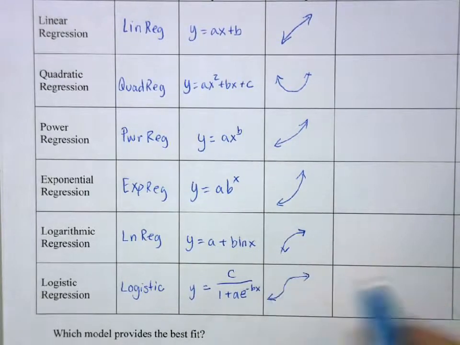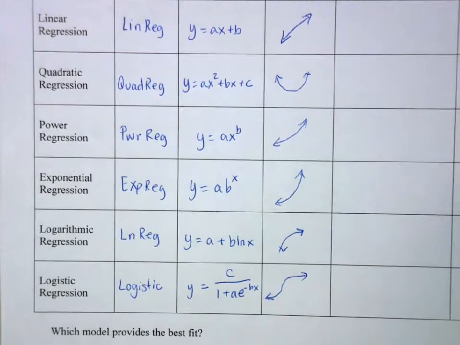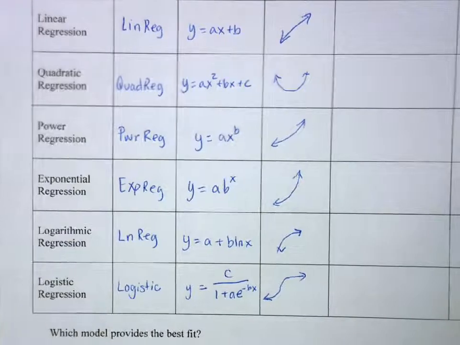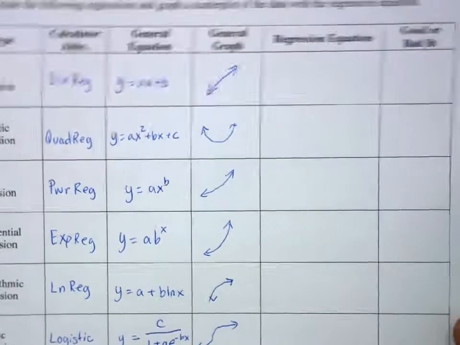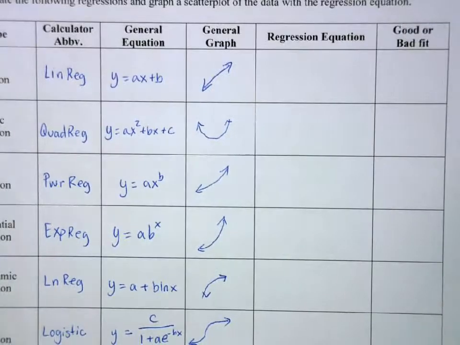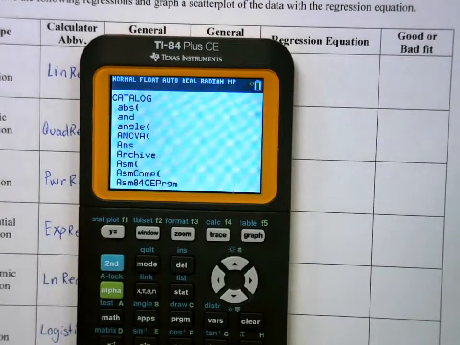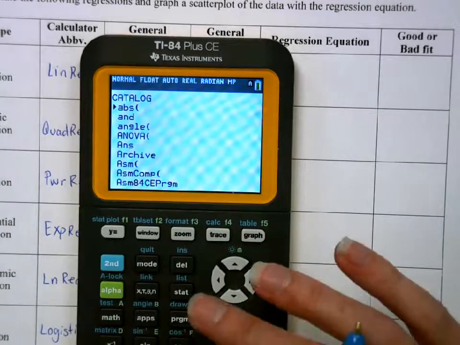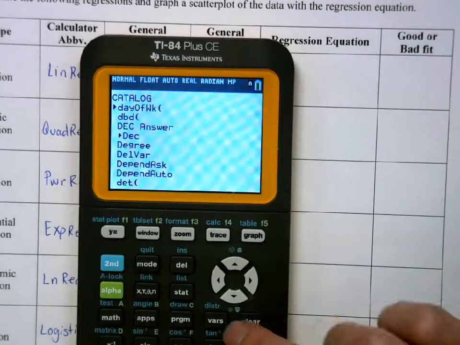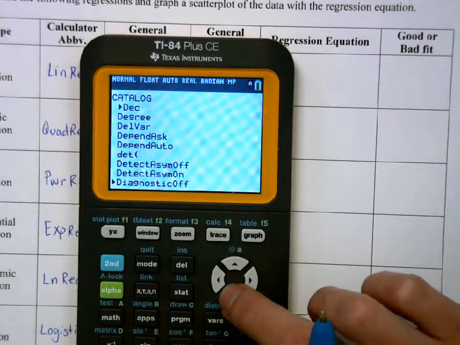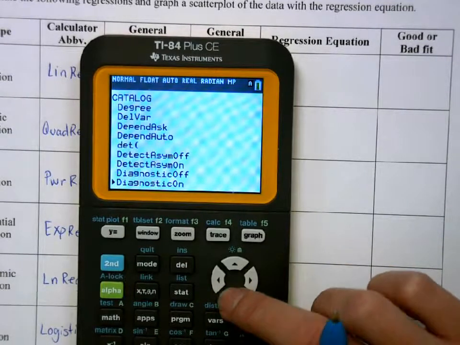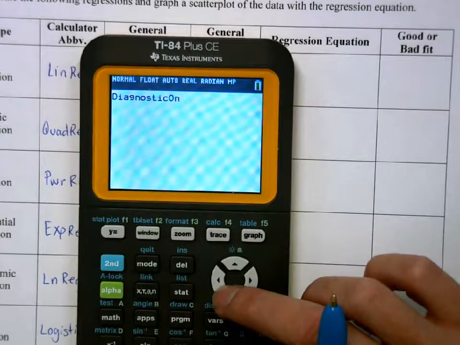Okay, on the calculator, there's a tool that can help us figure out whether these are good regressions or not. So what we're going to do is go to your catalog. So second 0, catalog. Type in the letter D. And we're going down, down, down, down, down, and there's diagnostic off and diagnostic on. We want diagnostic on, so hit enter, enter.